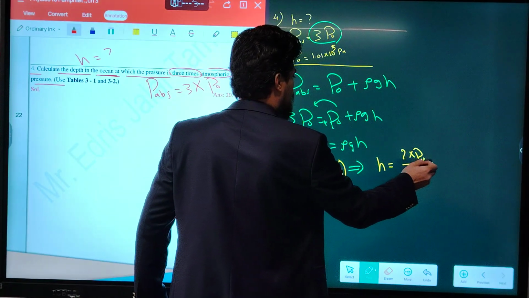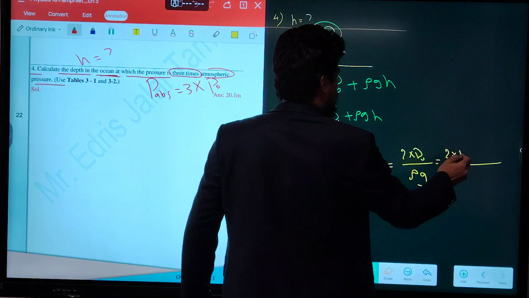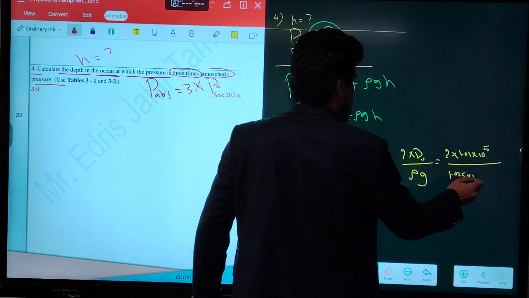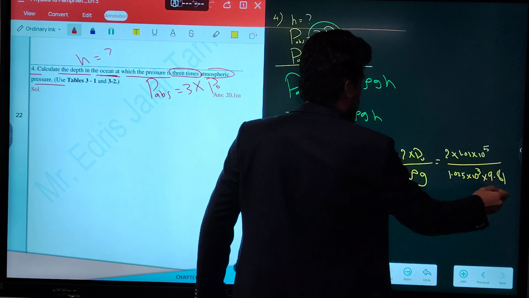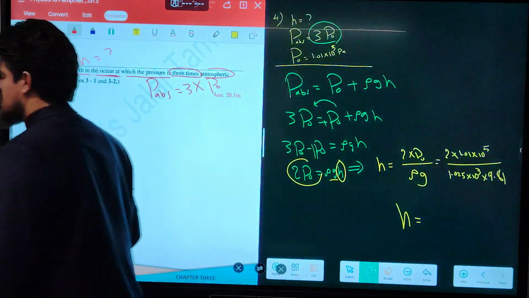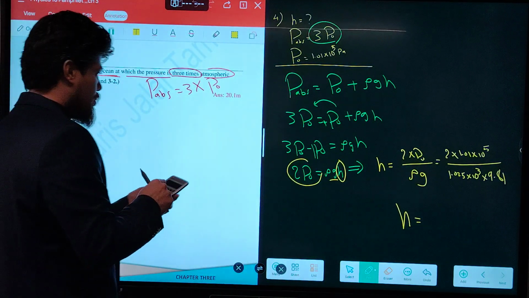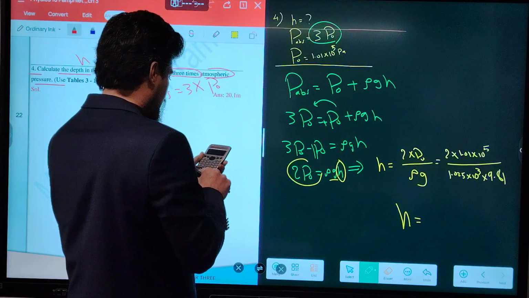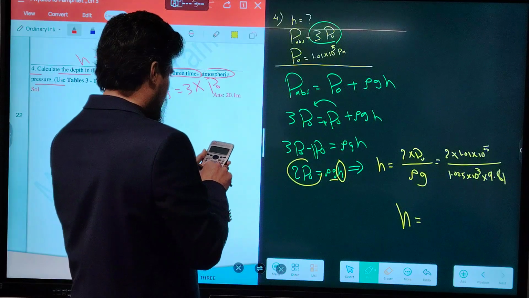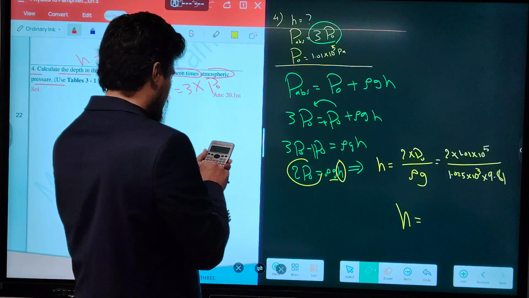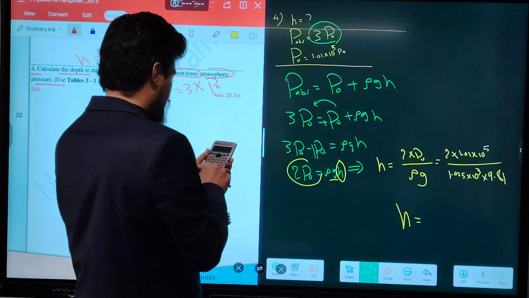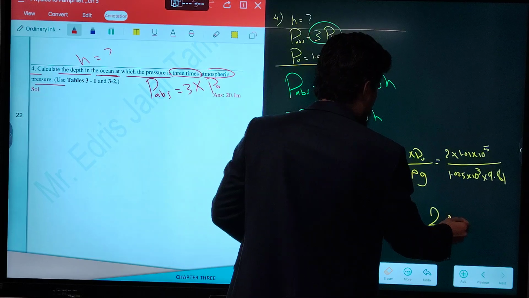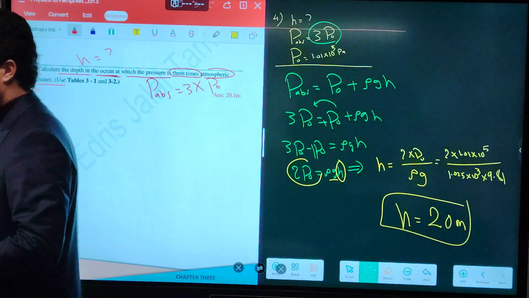What remains? 2 times P naught, 2 times 1.01 times 10 power 5. Density of the ocean 1.025 times 10 power 3 times 9.81. So the height of the ocean is equal to, now I'm going to calculate, 2 times 1.01 times 10 power 5 divided by bracket 1.025 times 1000 times 9.81, close the bracket. I got 20, guys. 20 meter. This is the height of the ocean.